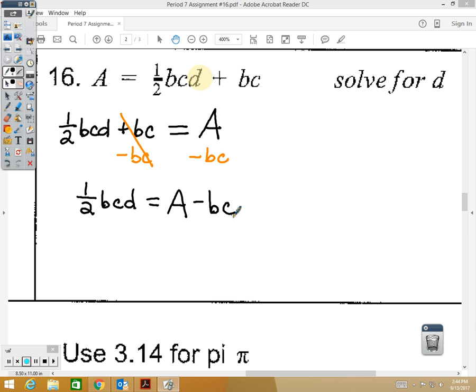Now, I want to get rid of that 1/2. To get rid of 1/2, you can multiply by 2. Okay, we'll put it this way. To get rid of multiplying, you divide. 1/2 divided by 1/2 is the same thing as 1/2 times 2 over 1, right? Same change flip. So to get rid of this 1/2, we need to multiply by 2, and multiply by 2 over here also.